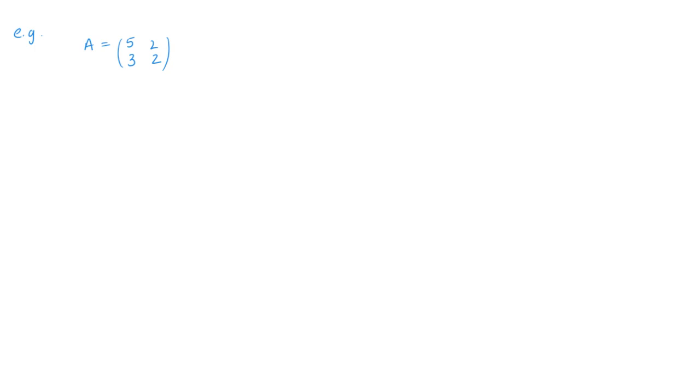So here we have matrix A, and it's 5, 2, 3, 2, and we want to find the inverse. So first we're going to find the determinant of A. That's 5 multiplied by 2 minus 2 multiplied by 3, or 10 minus 6, which is 4. So the inverse of A is 1 over 4, and then multiplied by, now we swap A and D, so the 2 and the 5 switch, and then we change the sign of B and C. And this now is my inverse of A.